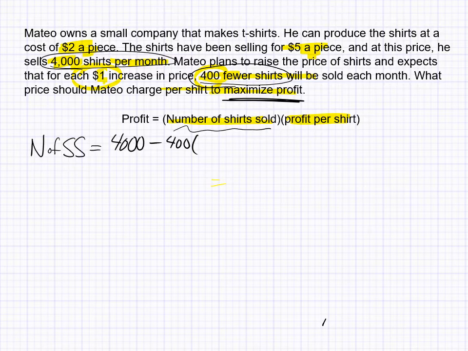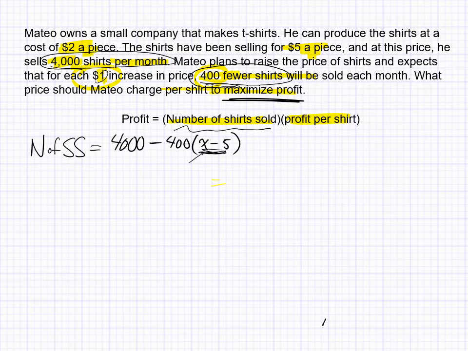So if I say the new selling price is x, then x minus 5 would be the increment of increase. If it was $6, it would be 6 minus 5, and everything went up by $1. If it was $7, 7 minus 5, the increment then went up by $2. And every jump of $1, we know that 400 fewer shirts would be sold. So if this is 1 times 400, and the difference between here and here is 2, then 2 times 400 would be the amount we would have to take off the 4,000, etc.